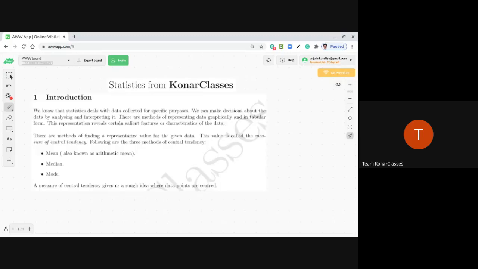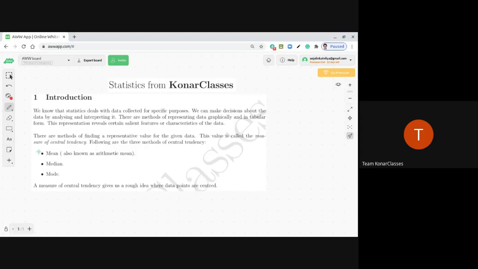Now, there are methods of finding a representative value of the given data. The value is called the measurement of central tendency or measure of central tendency. Now, there are three methods of central tendency. What are those three methods? The first one is called the mean, also known as arithmetic mean. Second one is median, and third one is the mode. A measure of central tendency gives us a rough idea where data points are centered.